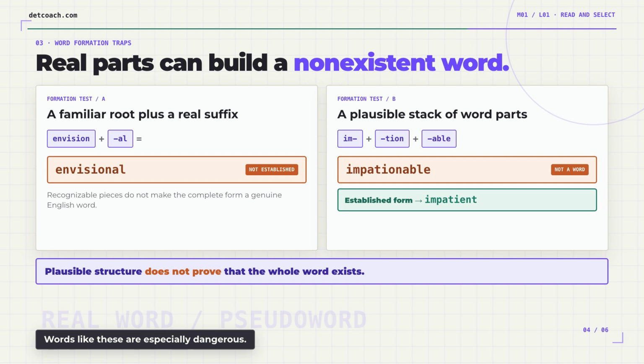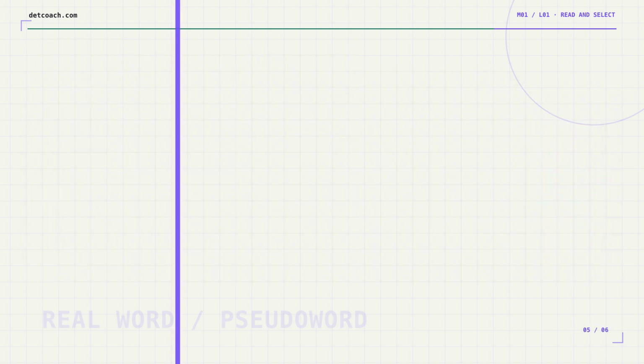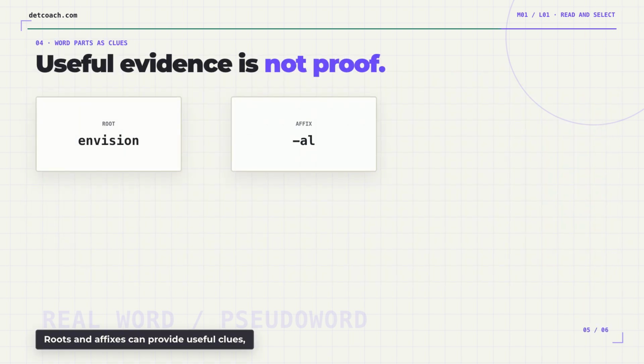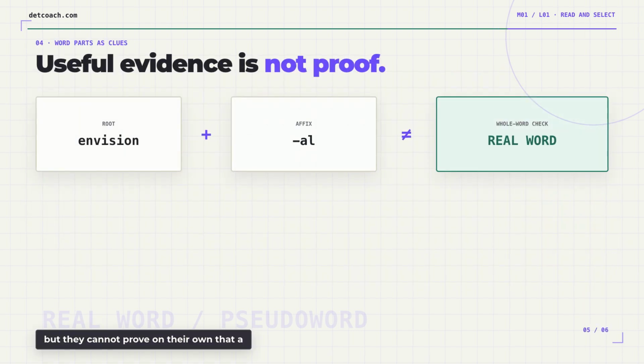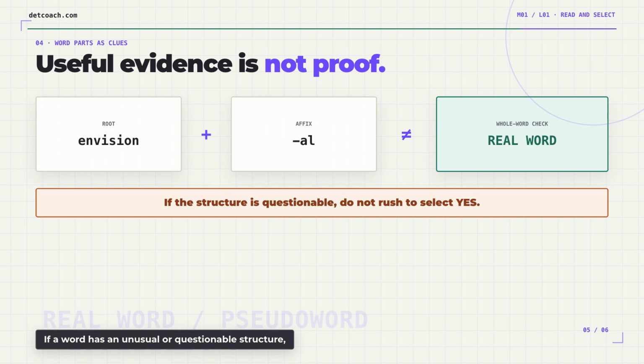Words like these are especially dangerous. They are not simply minor spelling mistakes. Their structure looks plausible, but the word as a whole does not exist. Roots and affixes can provide useful clues, but they cannot prove on their own that a word is real. If a word has an unusual or questionable structure, do not rush to select the Yes option.